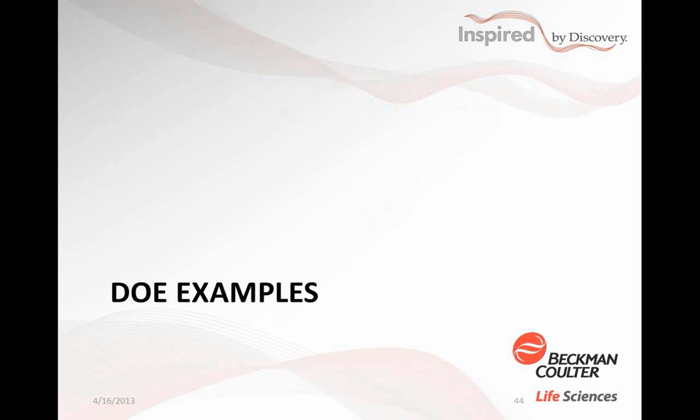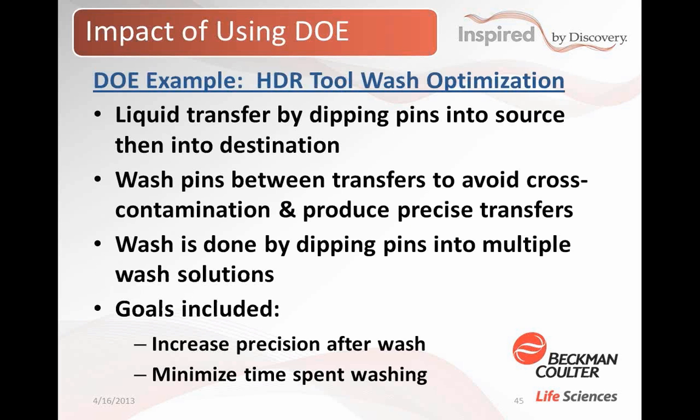So I also have a few examples of how experimental design, or DOE, can be used, not necessarily in conjunction with the AAO product. So this is just trying to show some of the other areas where we've used this. One is with our high-density replication tool, where we're doing liquid transfers by dipping pins into a source and then the destination. And then we have to wash those pins between transfers to avoid cross-contamination and to produce very precise transfers. These are on the order of 50 to 100 nanoliters. Sometimes you can go even lower.